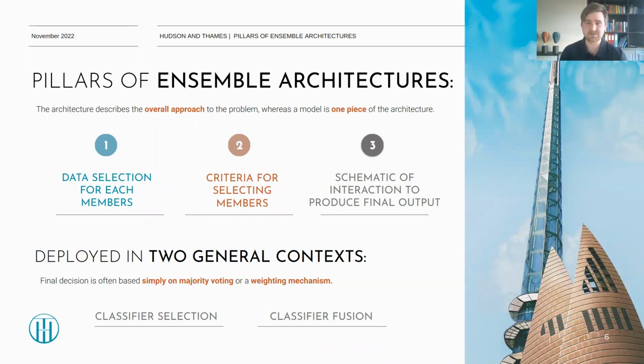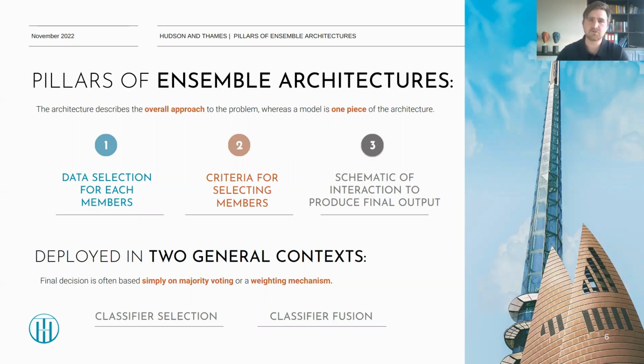Now, there are three pillars of ensemble architectures. The first one is the data selection for each of the members. How are we going to select the data to feed into each member? The second one is the criteria for selecting members. What types of models do we want? What is the relationship we think to the feature space that we want? And then finally, there's a schematic of the interaction between all these different models to produce a final output. And the final decision is often based simply on majority voting or some type of weighting mechanism.